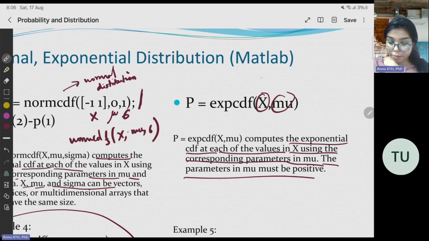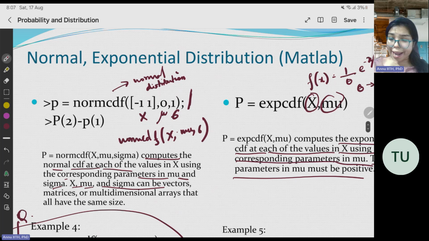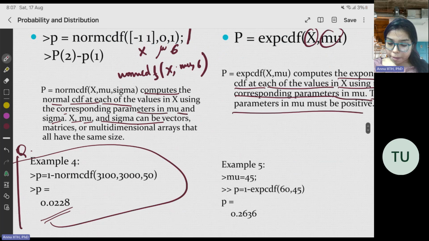Because we know that exponential distribution, how it would look like: 1 by theta e power minus x by theta. Right? Theta was the only governing parameter. But here in norm CDF, we will have the two parameters. Mu and sigma, both were required, right?